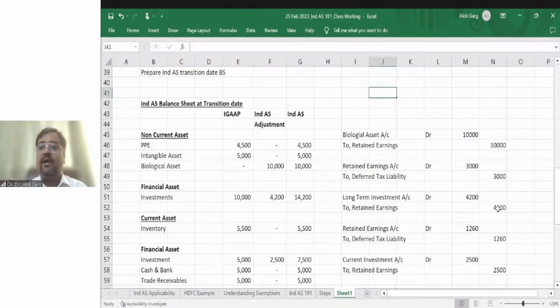I have given you the accounting entries, the deferred tax impact, and I have shown you the IGAP, Ind AS adjustment, and Ind AS as well. I have shown you the reconciliation also. And this is how practically it is prepared. So let me show you the Hindustan Unilever balance sheet. Please let me know if the Hindustan Unilever balance sheet is visible. Is it visible?